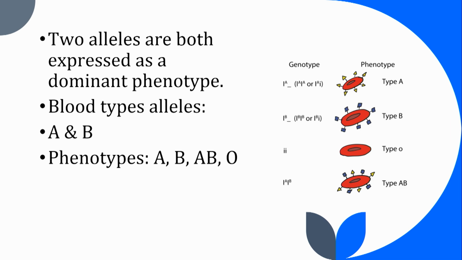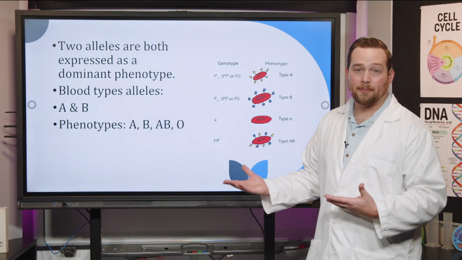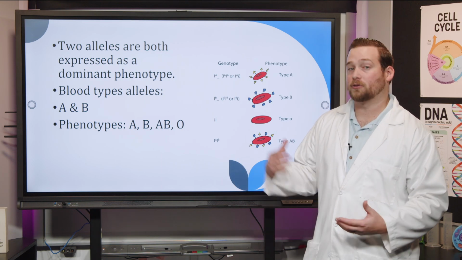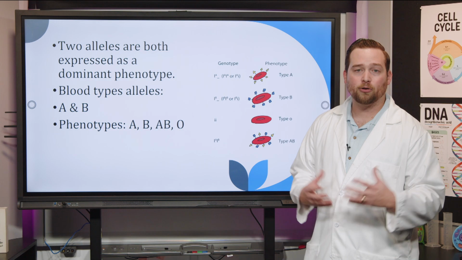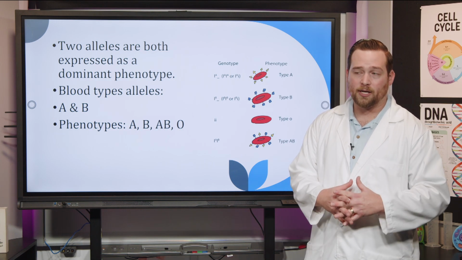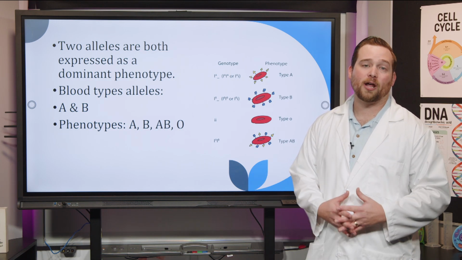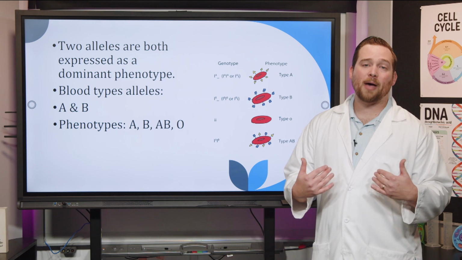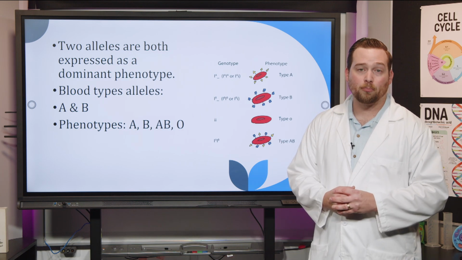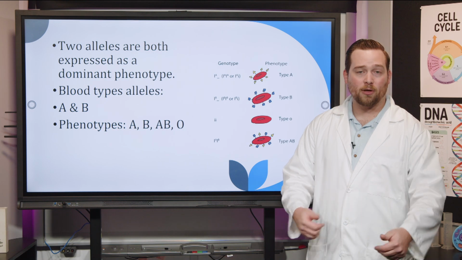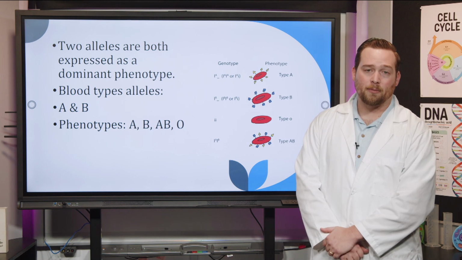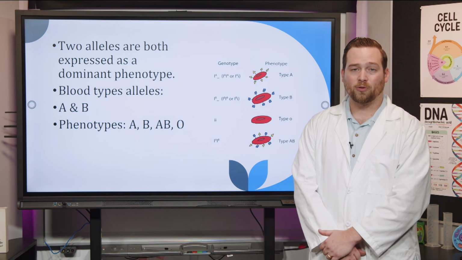So y'all, I have some practice that we're going to do with these new types of inheritance patterns, incomplete versus codominance. So teacher, if you could, go ahead and pass that sheet out. Y'all take 5 or 10 minutes, work on it by yourself or with a partner, and then when you're ready for the review, unpause the video and come back to me and I'll do it up here on the board for everybody, okay?